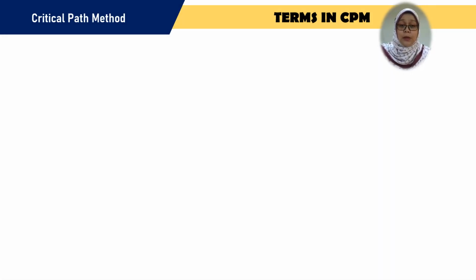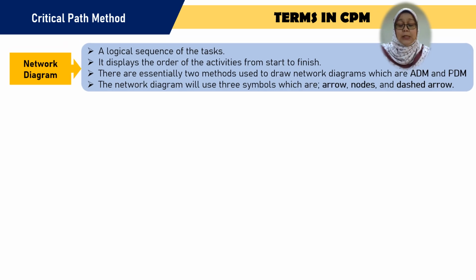Before we go to the procedures of CPM, we must know the terms in CPM. First, we have the network diagram. So the network diagram is a logical sequence of the tasks. It displays the order of activities from start to finish.